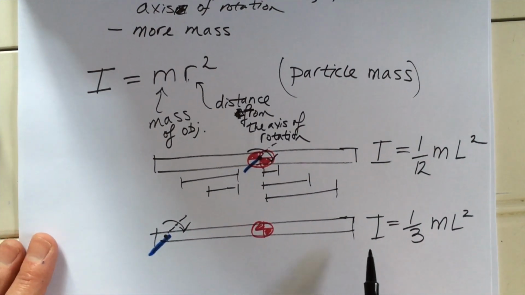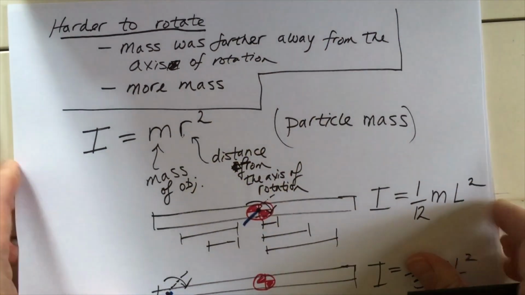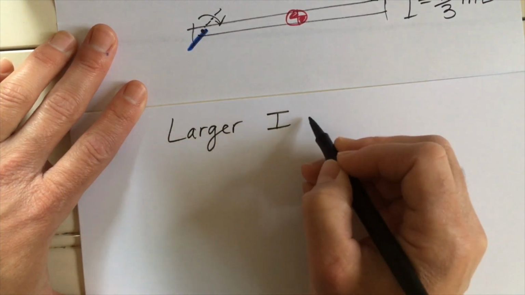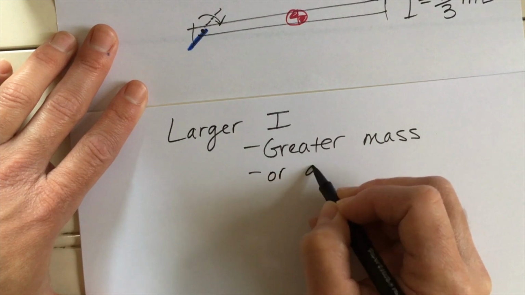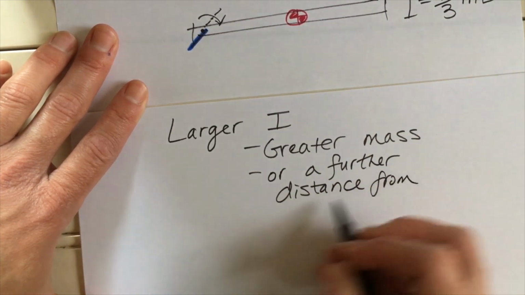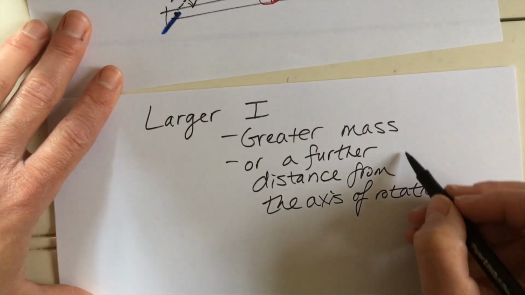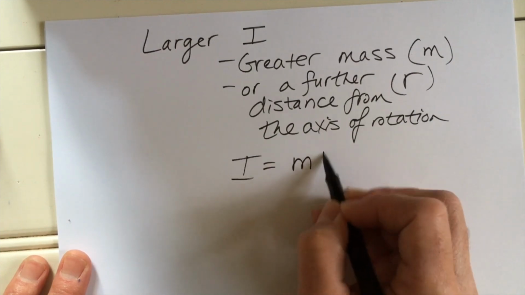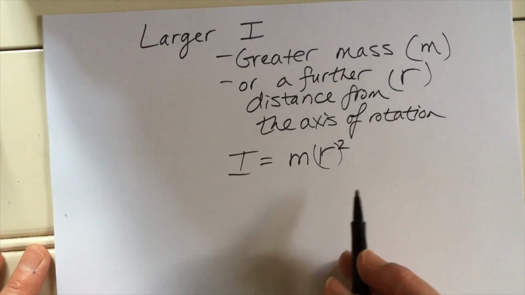So something that would have a larger I value, let me see if I can write this down somewhere. Just running out of room. A larger I has a greater mass or a further distance from the axis of rotation, which was r. So what we're saying then is I is larger when m or r are greater. But obviously, which one's going to matter more?